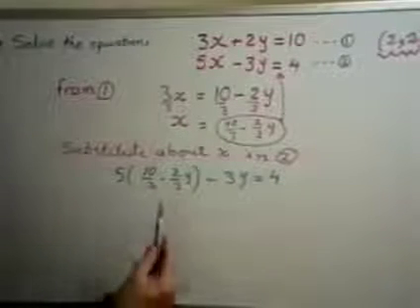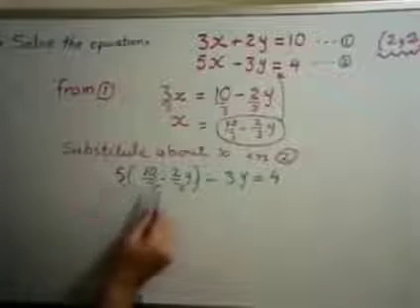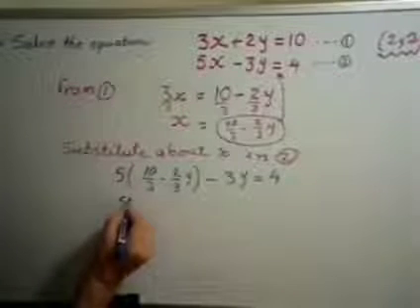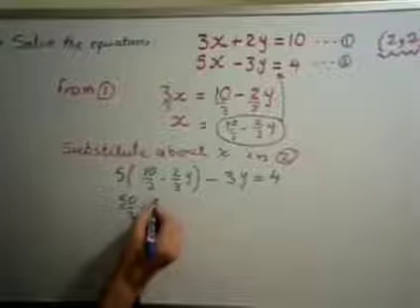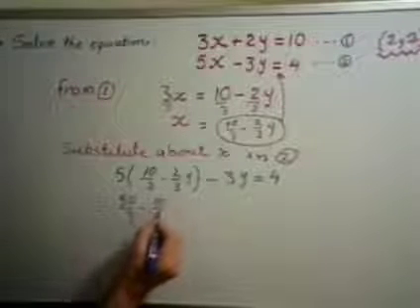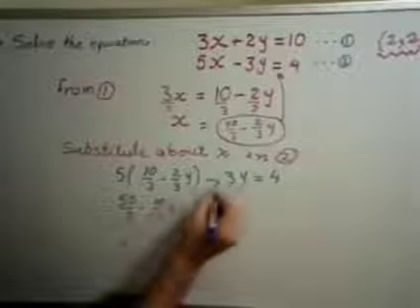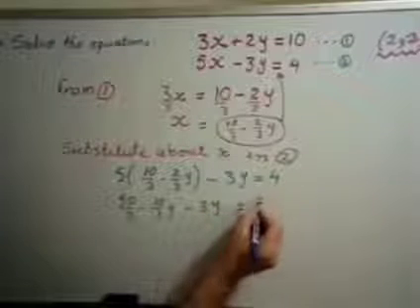And we try to simplify this equation. Here we multiply 5 inside the brackets. That means 50 over 3 minus 10 over 3y, then minus 3y is equal to 4.